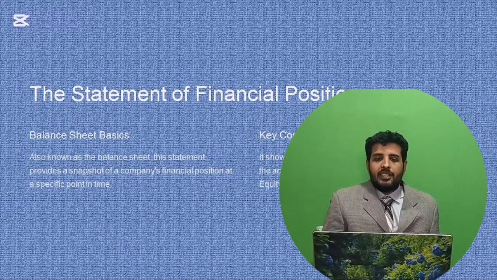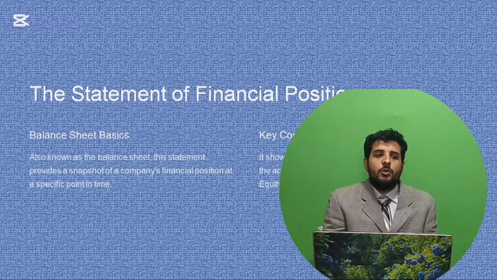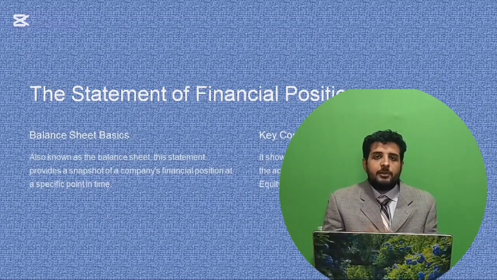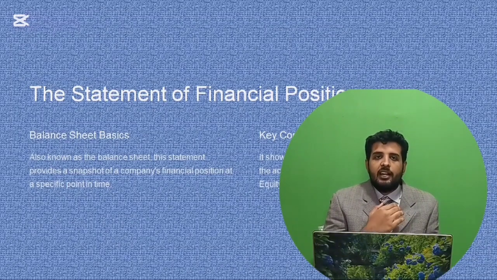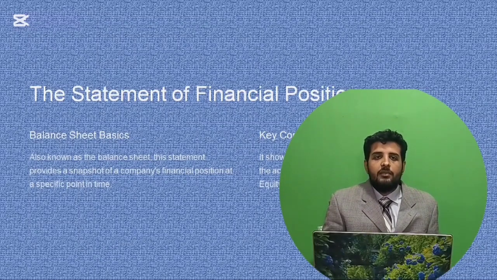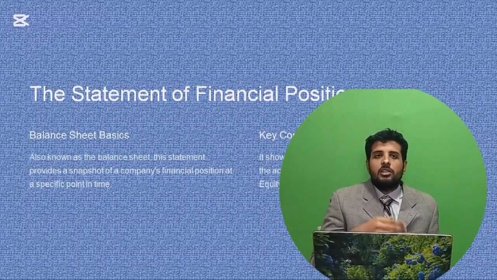Then we have the components of these assets and liabilities, which are further classified into different types. Assets are basically classified into two types: current assets and long-term assets. Current assets are the ones which have a duration of up to 1 year or less, and long-term assets have a duration of more than 1 year.